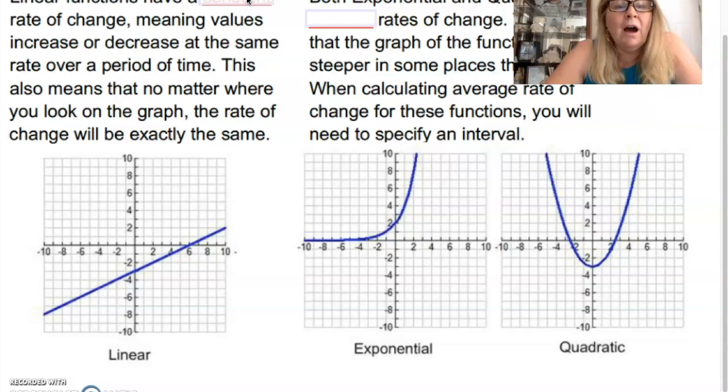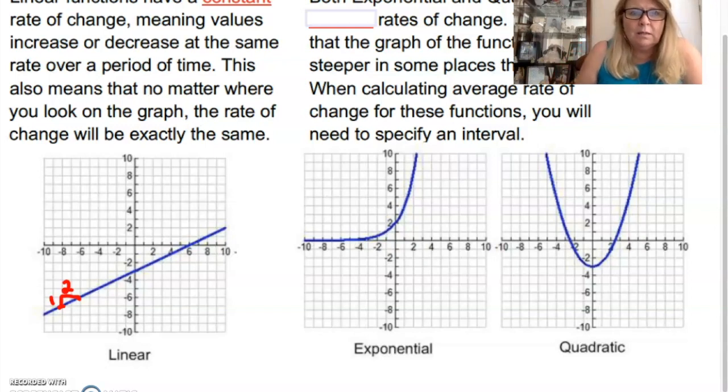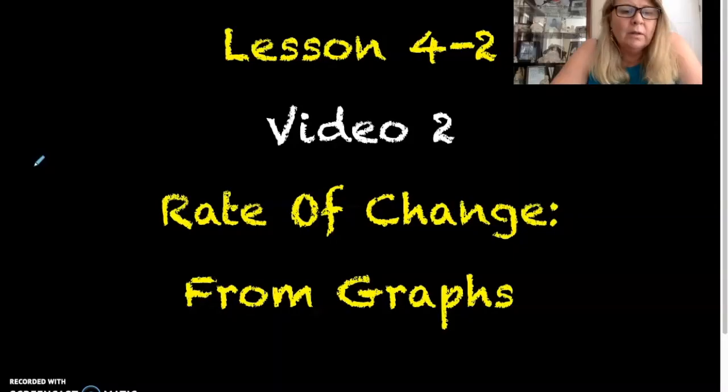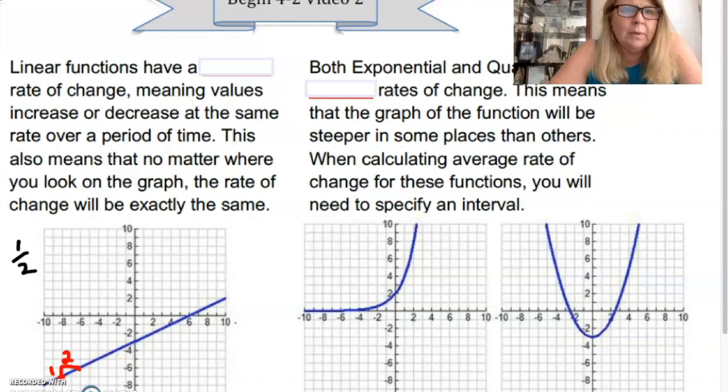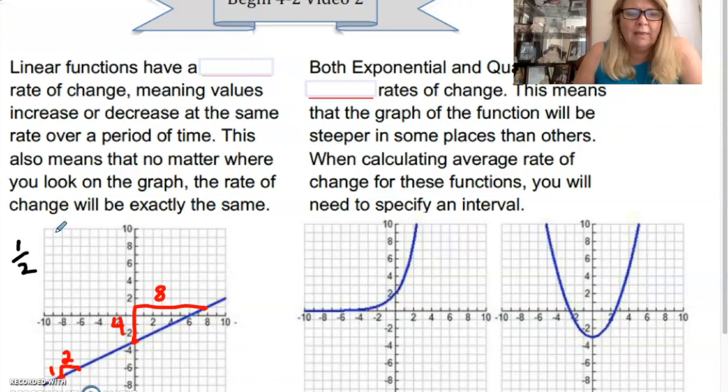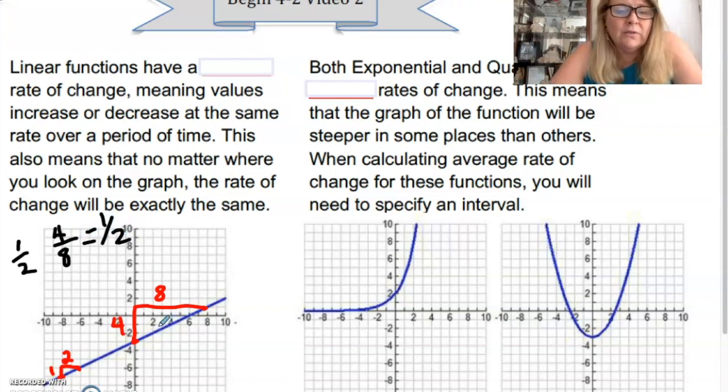Linears have a constant rate of change. That means no matter where I'm looking on this graph, I can pick any 2 points, and the rise and the run are the same. So the rise is 2 and the run is 2, so the slope is 1 over 2. Or I can pick somewhere else on that line, for example from here to here. The rise on this one is 4 and the run is 8, and 4 over 8 is still 1/2. So the slope of this line, or the rate of change of this line, is the same no matter where I'm looking on the line.